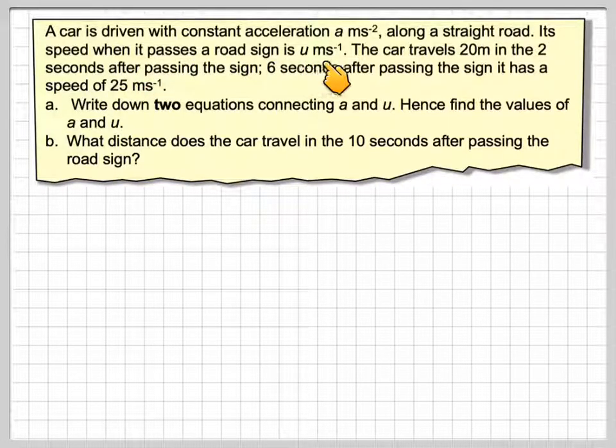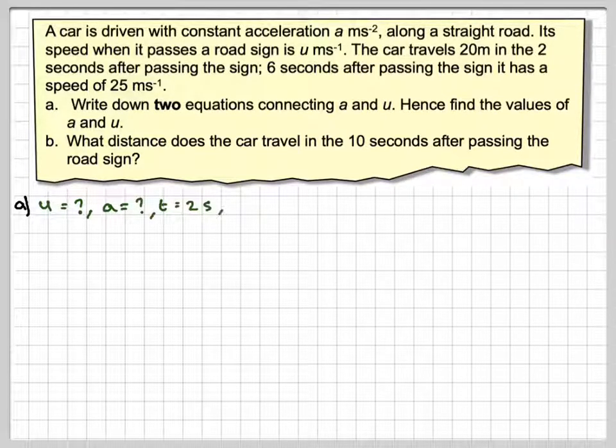A car is driven with a constant acceleration a meters per second squared along a straight road. Its speed when it passes the road sign is u meters per second. The car travels 20 meters in 2 seconds after passing the sign. 6 seconds after passing the sign, it has a speed of 25 meters per second. Write down two equations connecting a and u, and hence find the values of a and u. What distance does the car travel in 10 seconds after passing the road sign?